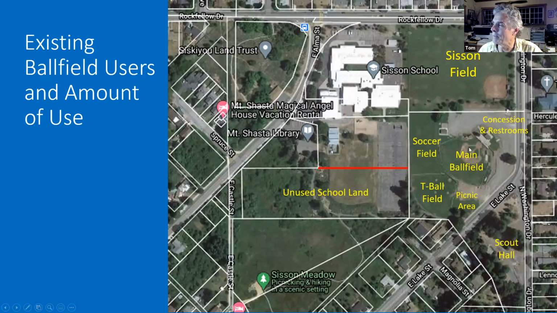So here's the main ball field, t-ball, soccer field, and picnic area. This comprised the original youth sports park area. And then more recently, Sisson Field was added, which is under lease from the school district. I was mentioning the Scout Hall over here is also on this same city property, but not part of the lease for the youth sports park. And this is currently unused school land that could be considered for uses in the future, which we'll talk about more later. This half is wetlands and would make sense to manage with Sisson Meadow. So I'll get to that.